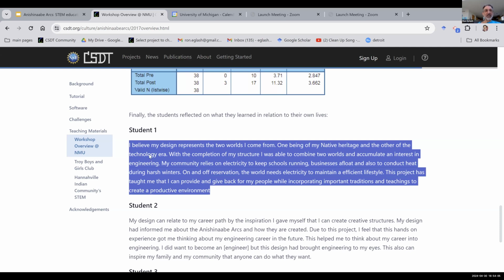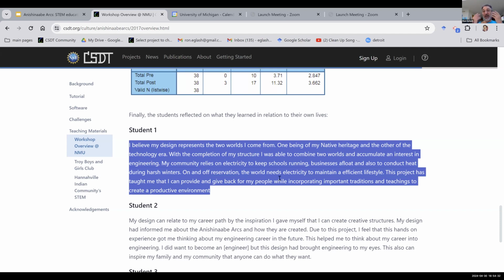And so this student says, I believe my design represents the two worlds I come from, one being of my native heritage and the other of the technology era. With the completion of my structure, I was able to combine two worlds and accumulate an interest in engineering. My community relies on electricity to keep schools running and businesses afloat, and on and off reservation, the world needs electricity. So this project has really taught me that I can provide and give back to my people.